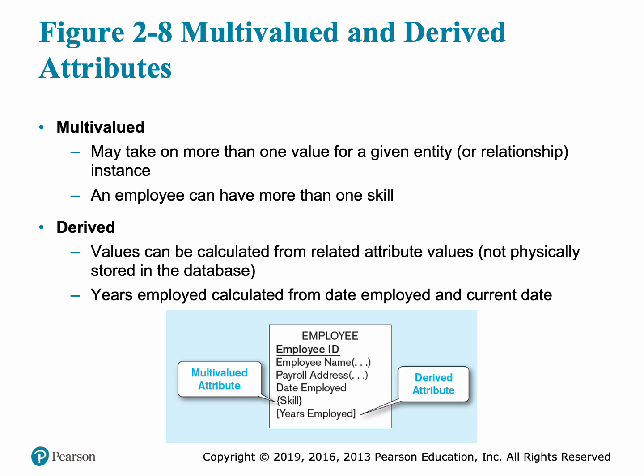The length of time employed or the person's age are classic examples, as they are calculated based on a fixed starting point, the date hired or the birth date. Attributes can be both composite and multi-valued, and even also derived. So these are distinct concepts.